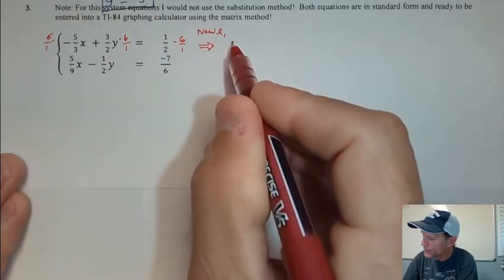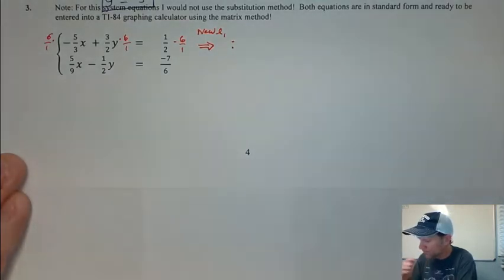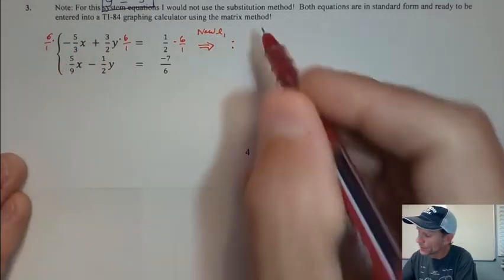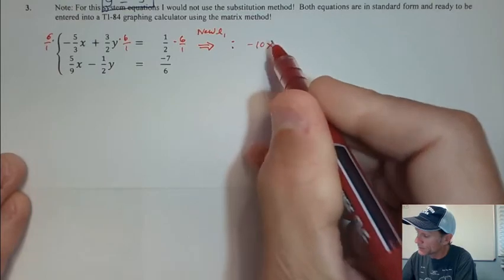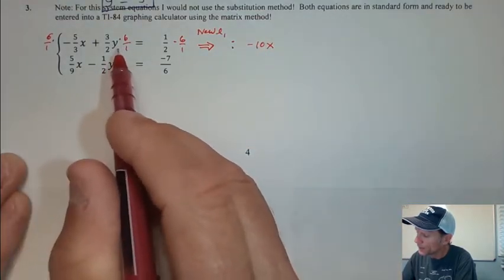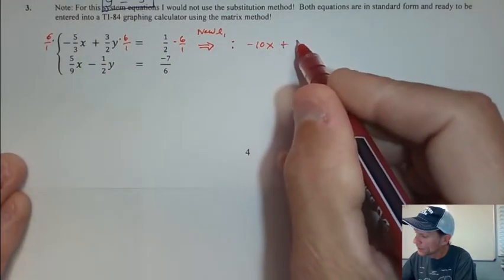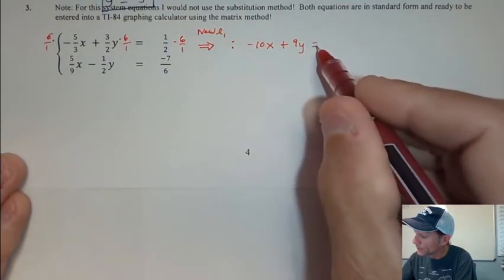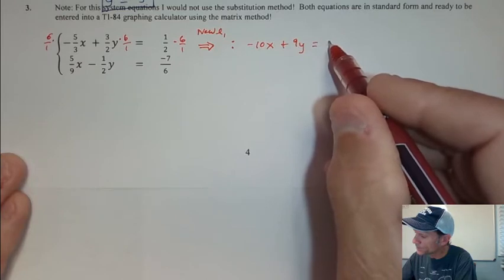It's going to be the same equation in a different form. It would make the same line. So when I multiply this fraction by 6, and you could use your calculator, I get negative 10x. Here I'm going to get plus 9y. And then on the right side of the equation, I'm going to get 3.